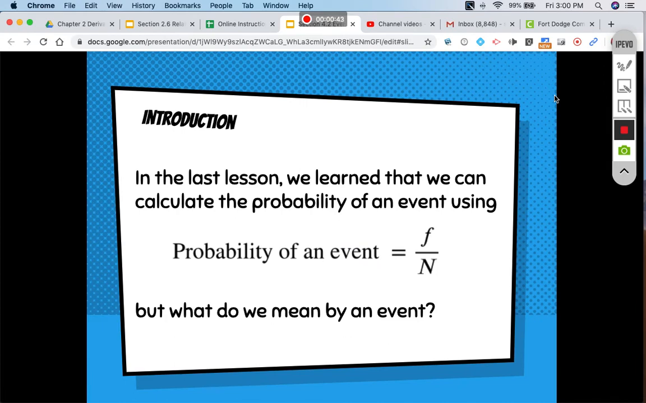So, again, we have this probability. Probability of an event is F over N, where F is the total number of ways that event can happen, and N is the size of the sample space, or the total number of different outcomes you can get. But let's look at the event some more.